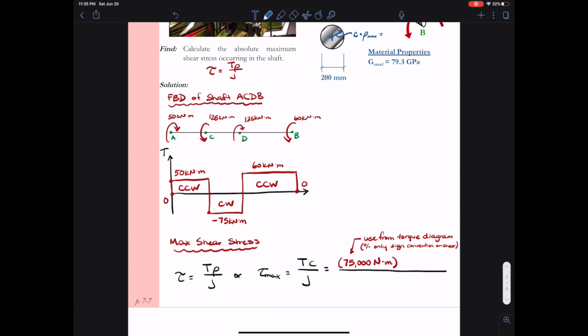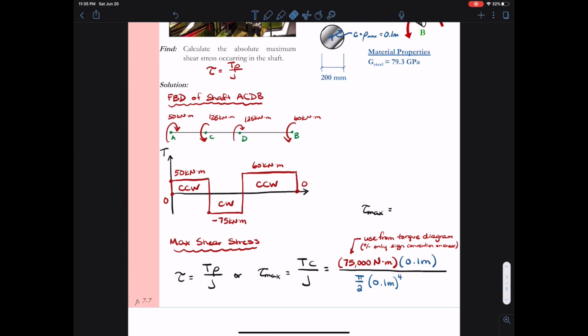All right, next I need to consider C. Now C is rho max. It's just the distance from the center of gravity to the extreme fiber of the gear shaft. So if I go back up to my cross section, C is the radius of this shaft, and that is going to be 100 millimeters or 0.1 meters. Likewise, I plug in my equation for J. J is pi over 2 times the outer radius to the fourth minus the inner radius to the fourth. Since I have no hollow section, it's just the outer radius to the fourth, and again, 0.1 meters.